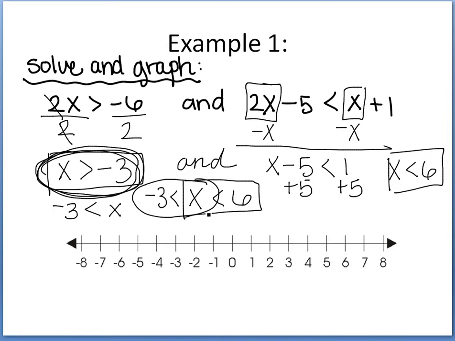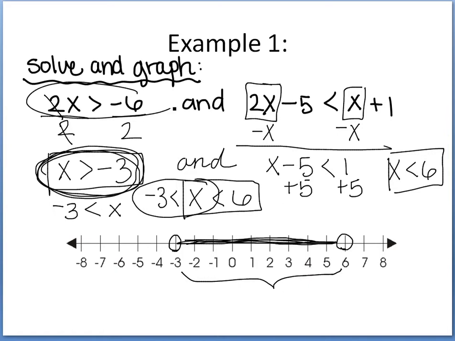So this is saying I want all the numbers between negative 3 and 6, not including negative 3 and not including 6. So I'm going to open circle at negative 3, open circle at 6, and just connect the dots. Everything in between. This is our interval of our answers. So what this means is every answer that's in here is a solution to both of these inequalities.